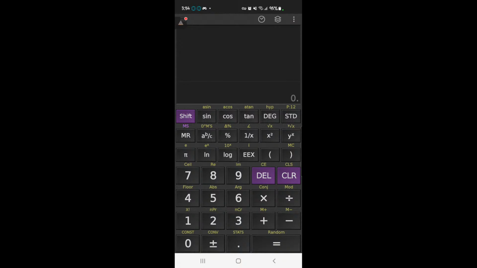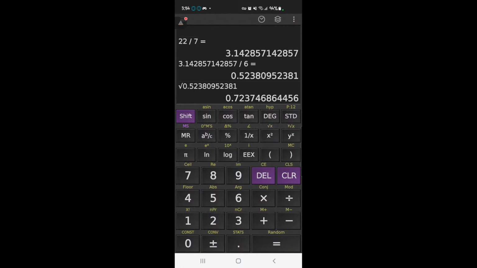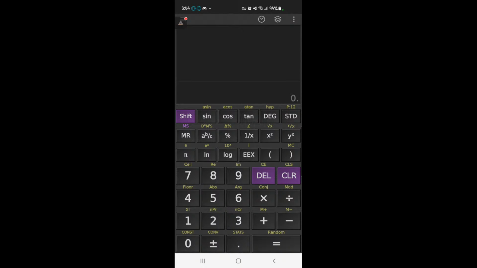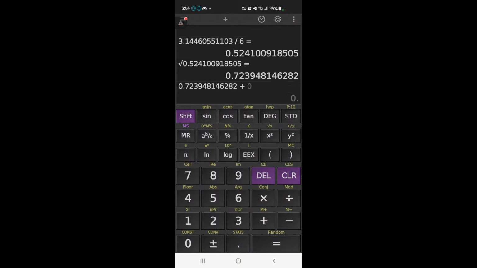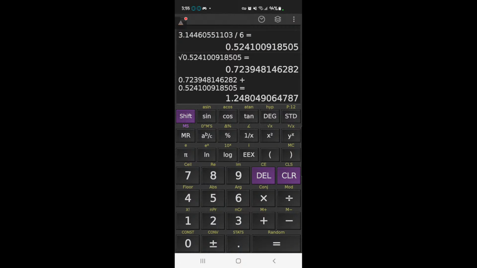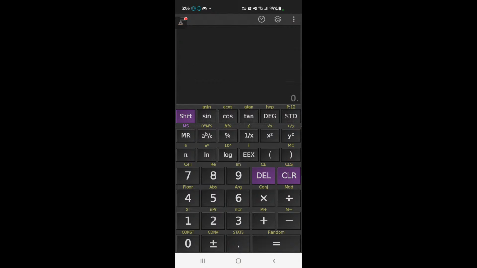So you could try with 22 divided by 7 divided by 6, and then you try. It doesn't work. I tried even that one, divided by 6 and then square root. It doesn't give what would be expected of it. Although I'm looking at something and I wonder. Nope, nothing.